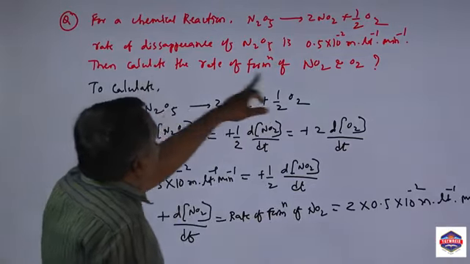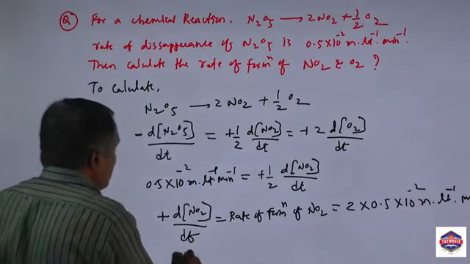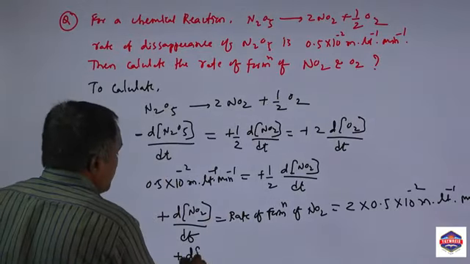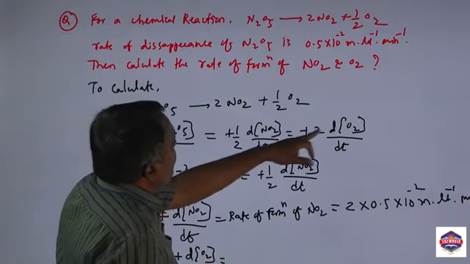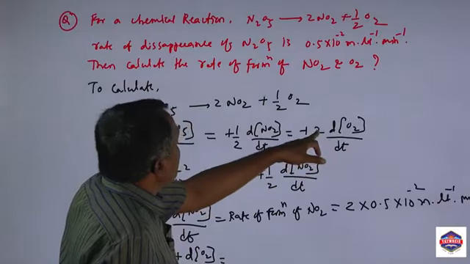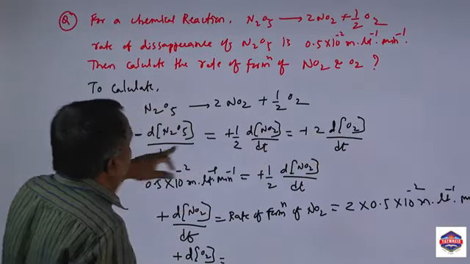And again, the rate of formation of O2 we want now. So plus dO2 by dt we want. But actually, plus dO2 by dt is equal to what now? Cross multiplication.